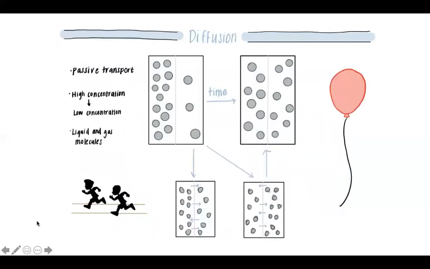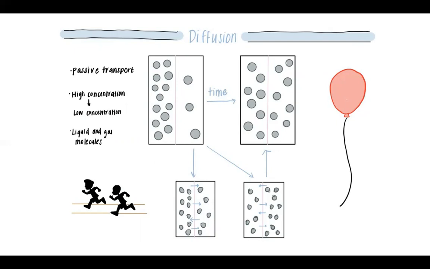So let's talk about diffusion. It is the movement of particles or molecules down a concentration gradient. So molecules are going to be moving from an area of high concentration to an area of low concentration. Diffusion is a form of passive transport. Now, passive transport means that it does not require any energy or ATP to transport these molecules. And this is very different from active transport, where energy is required.